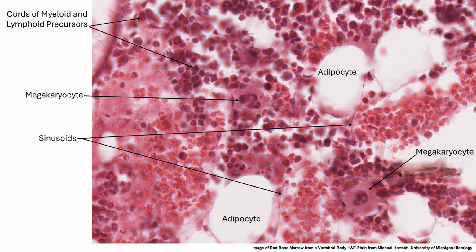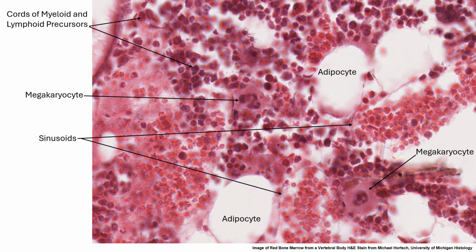In red bone marrow, the myeloid and lymphoid precursor cells are arranged in cords surrounding highly permeable capillaries called sinusoids. The large megakaryocytes that produce platelets are a distinctive feature of red bone marrow. A few adipocytes are normally present in red bone marrow.